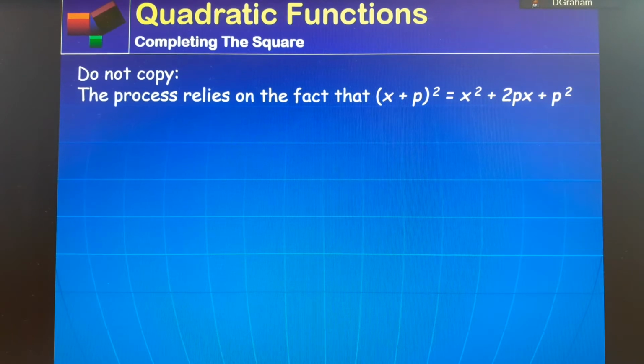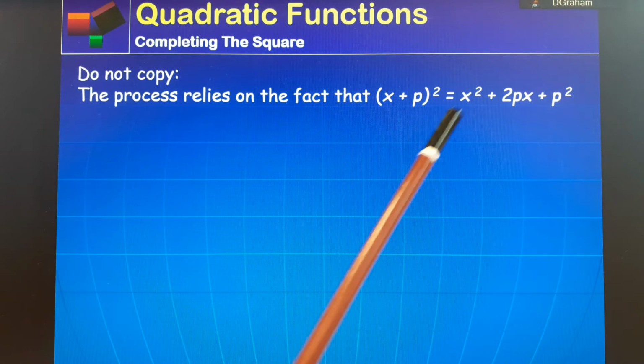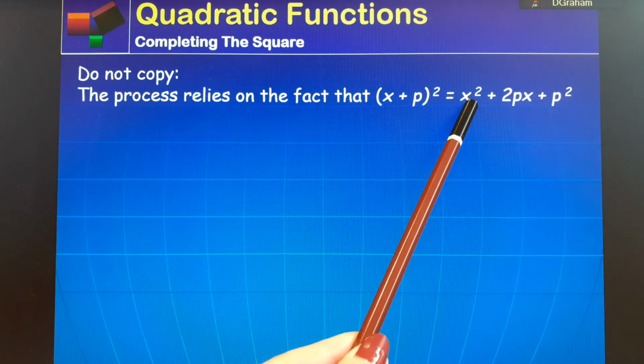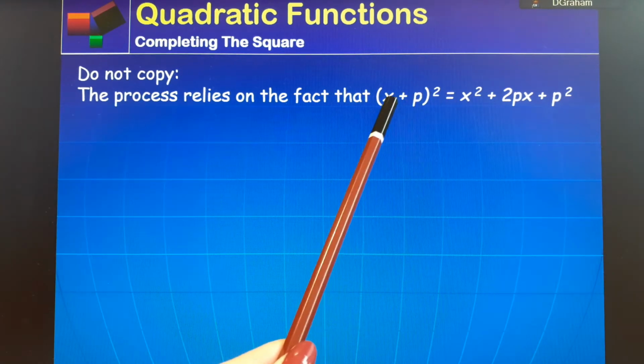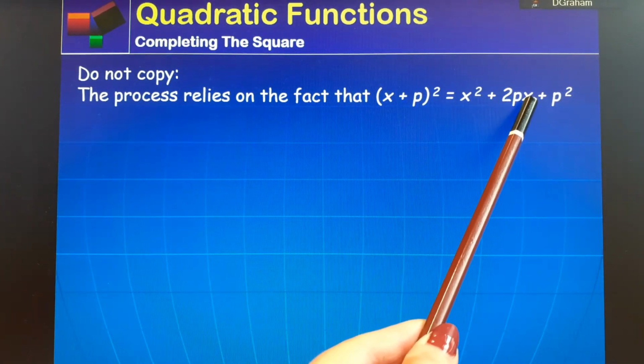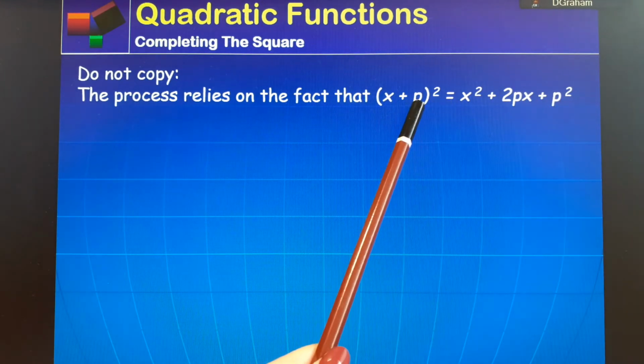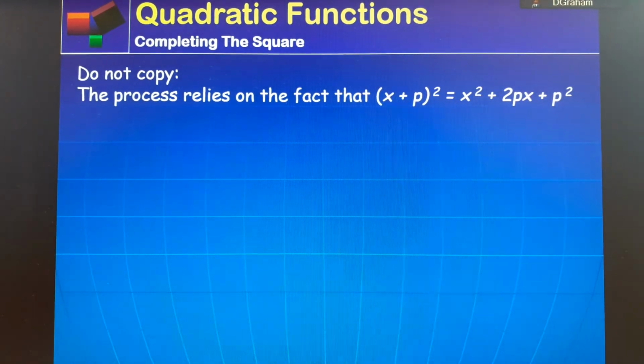Okay, this is just a reminder. The process relies on the fact that x plus p all squared is equal to, if you square that bracket out, you get x squared, plus you get 2 times the first times the second, 2 times p times the x in alphabetical order, and then plus the last term squared, which is p squared.